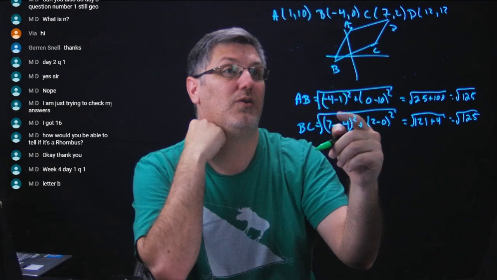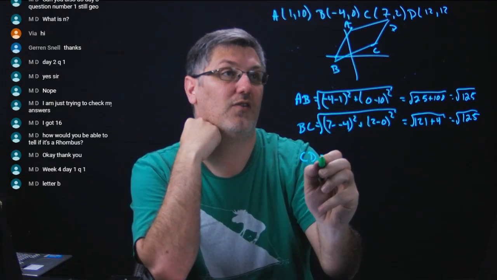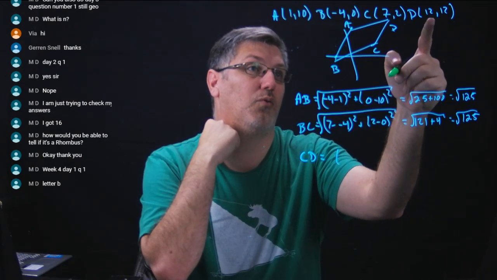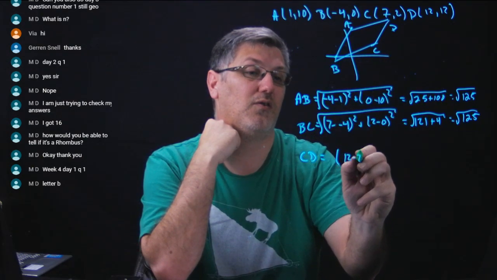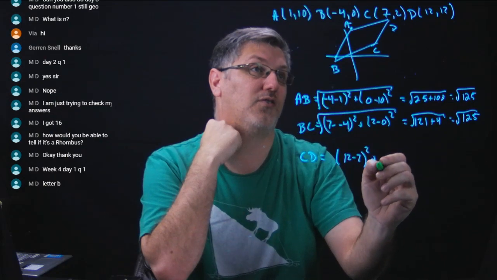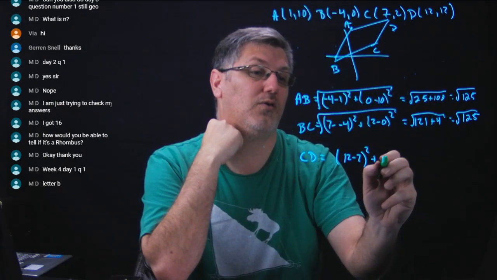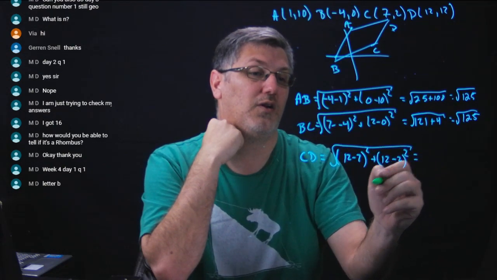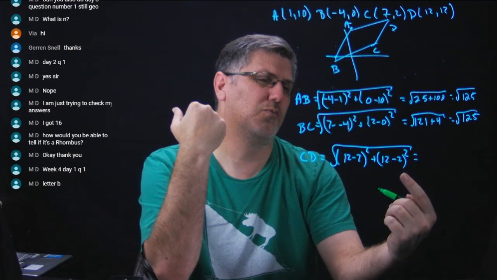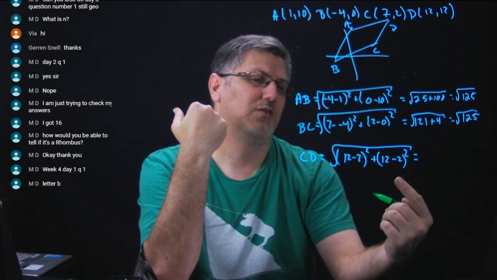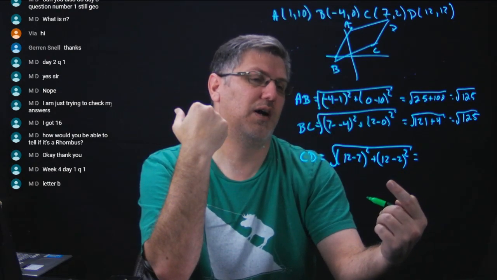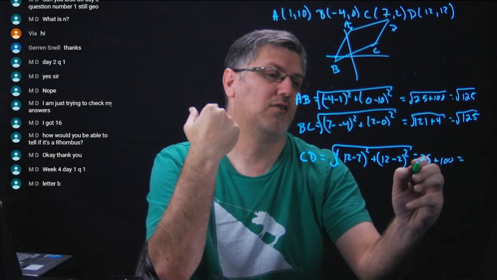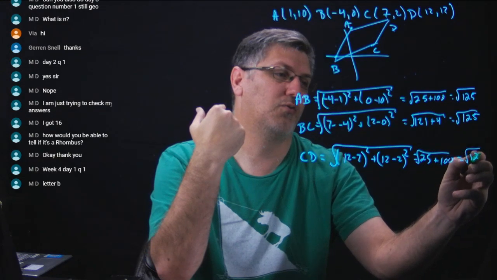So let's do CD. We're going to have 12 minus 7 squared plus 12 minus 2 squared. 12 minus 7 is what? 5. 5 squared gives me 25 plus 100. Take the square root of it, it is the square root of 125.